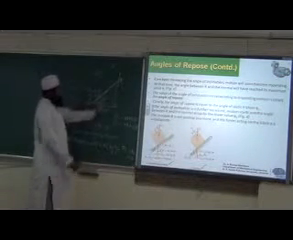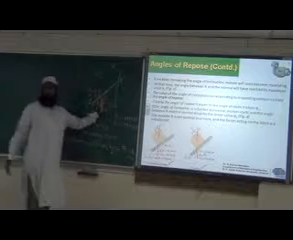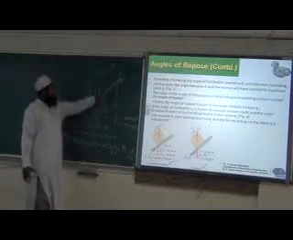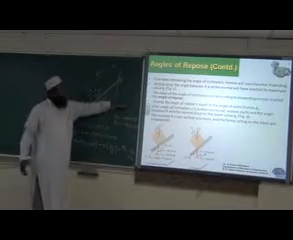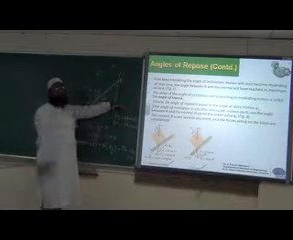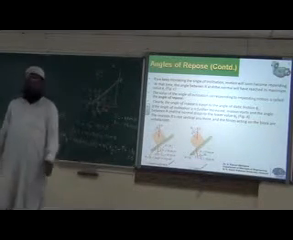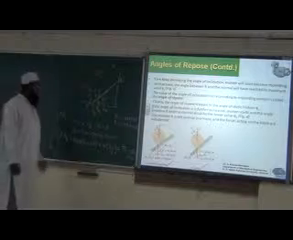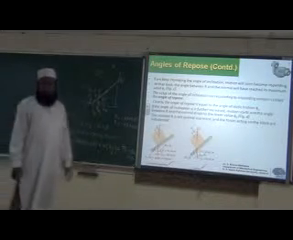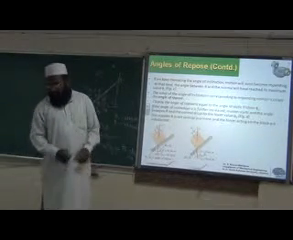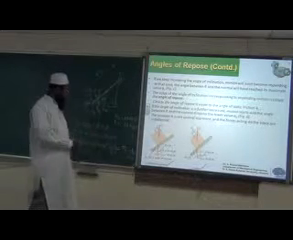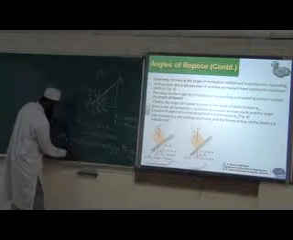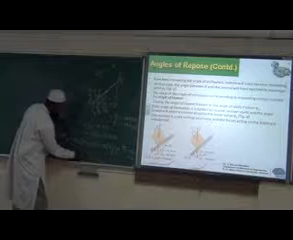Then W into half of AC. Then frictional force into BC. So find out Ff. Ff we got as 302.6.